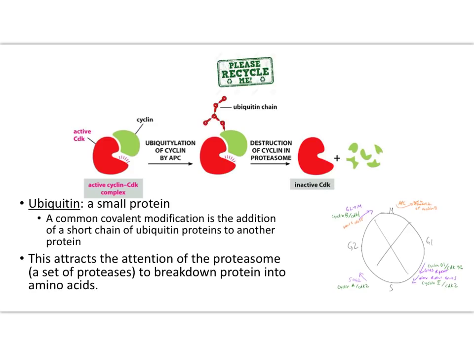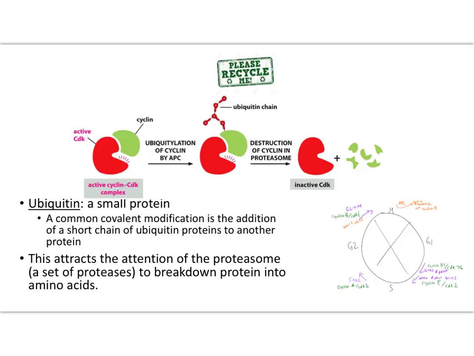This is figure 18-9 in your textbook. Here we're looking at a specific example about a cyclin which is being targeted for degradation through ubiquitin. So ubiquitin is a small protein, and it's a common covalent modification to proteins. This is typically a short chain of ubiquitin proteins that's added to another protein. And so you can see that over here, you've got a ubiquitin chain, so each of these little red squiggles would be a ubiquitin protein. Notice that they're all covalently bound to each other, since you can see a solid line there, and it's also covalently bonded to this cyclin because of that line.